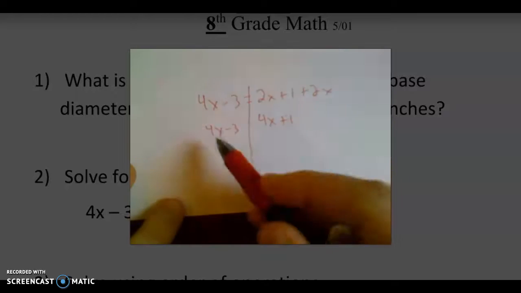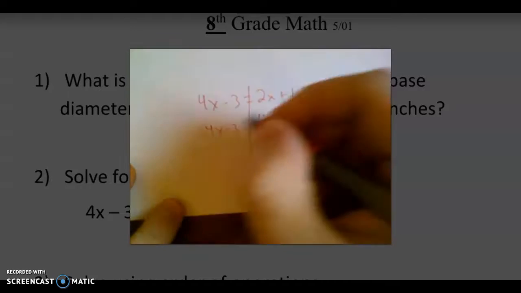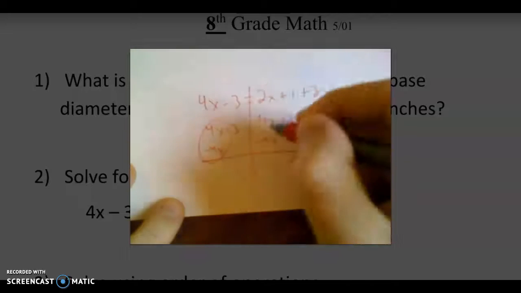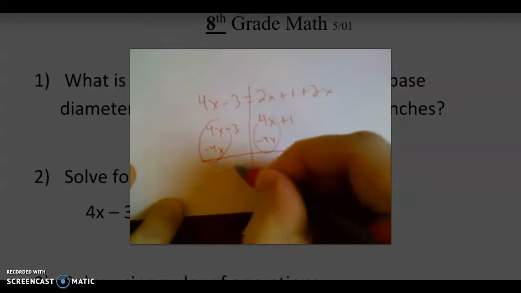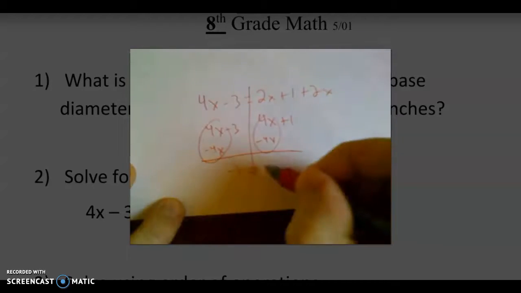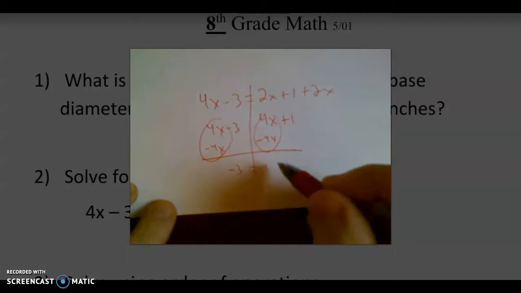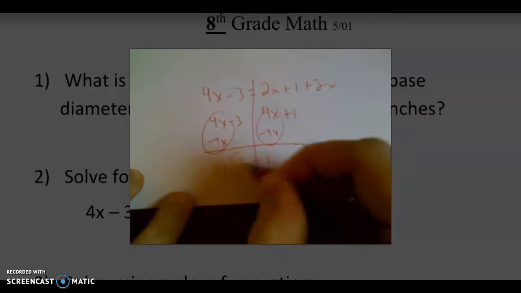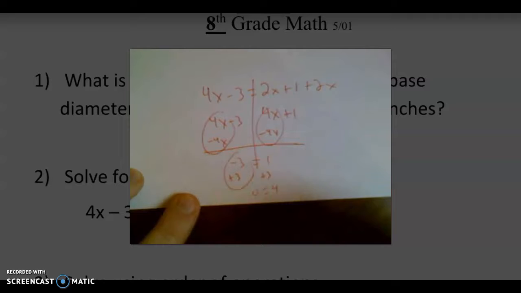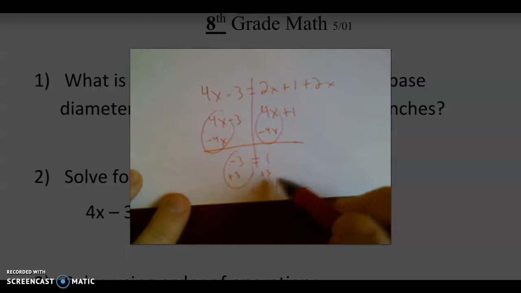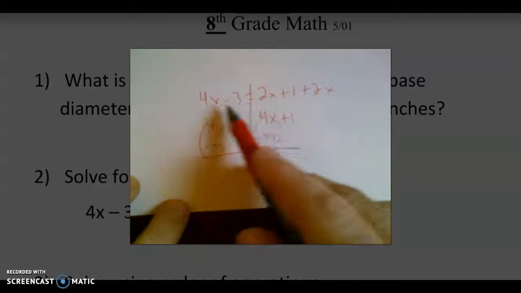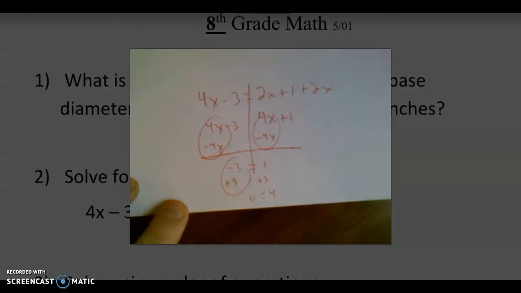We'll keep going, though. Next, I'll get all the x's to one side. So I'll subtract 4x's from both sides. I get 2 zero pairs. I'm now left with negative 3 equals 1. And then if I want to get all the numbers to one side, maybe I add 3 to both sides. And I would get 0 equals 4, which is the math telling you that there is no solution. No value for x will balance this equation.